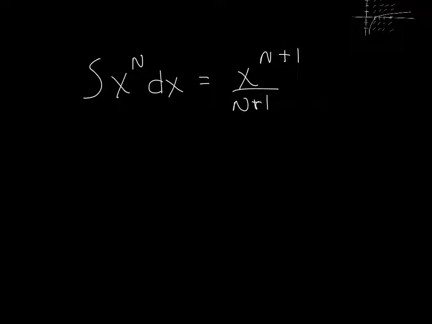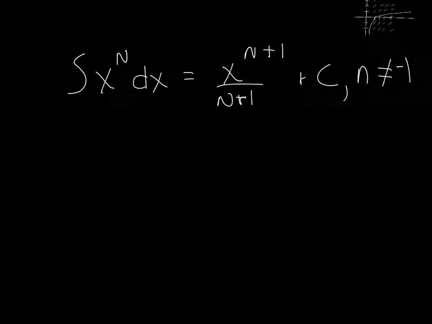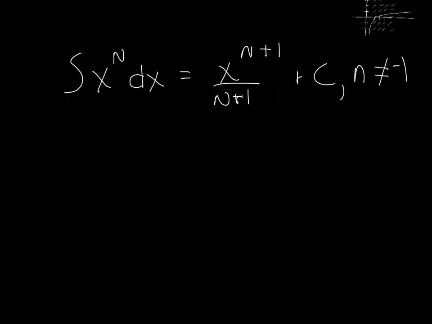Now, when we first started talking about the general power rule, we said that if we had the indefinite integral of x to the n dx, we could solve that by taking x to the n plus 1 over n plus 1, plus c, but n cannot be equal to negative 1. That's the only way that general power rule will work, as long as n is not negative 1. And the reason for that we'll see now, and we will get a formal definition of the natural log.